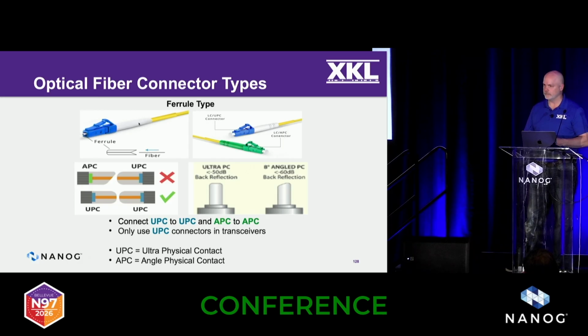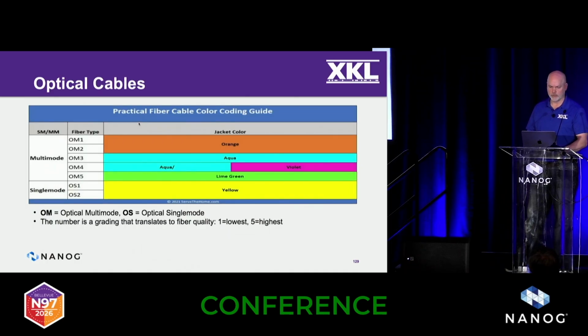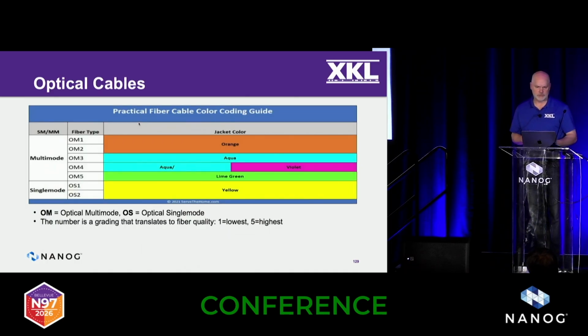APCs are always green. You'll see, on some of our gear, we have a bunch of MPOs. Those are all angled, so they're all green. So it's easy for you to tell by looking at the color coding. So this is typically what you see. Yellow is single mode fiber, and various colors represent the different generations and quality of multimode fiber, OM1 being the oldest stuff, and OM5 and later.